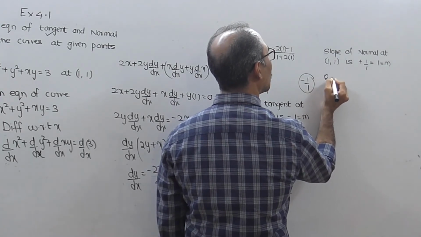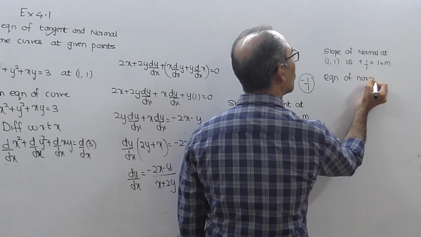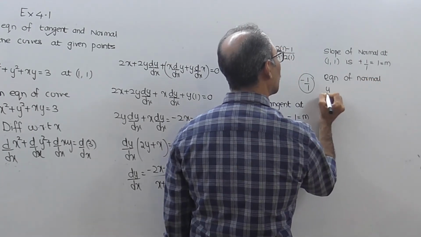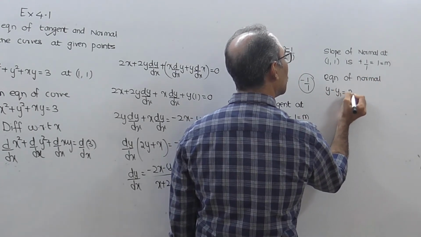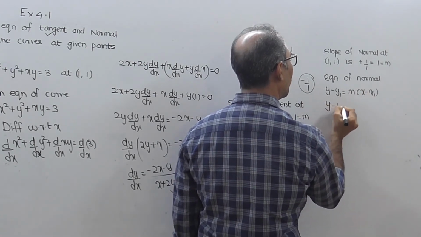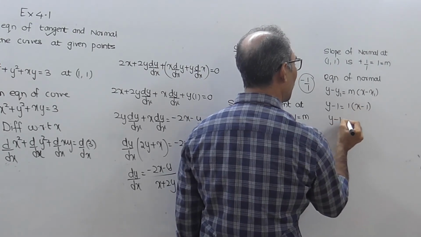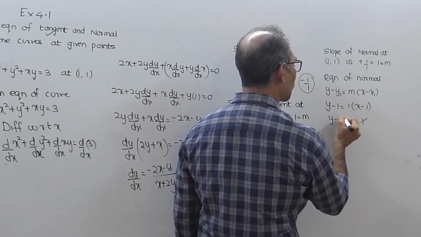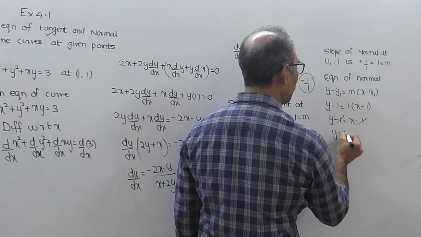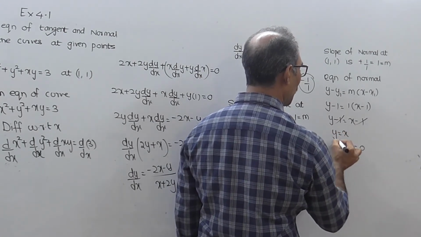So, equation of normal: y minus y1 equal to m into x minus x1, y minus 1 equal to 1 into x minus 1. We get y minus 1 equal to x minus 1, cut, we get y equal to x. Therefore, the equation will be x minus y equal to 0.